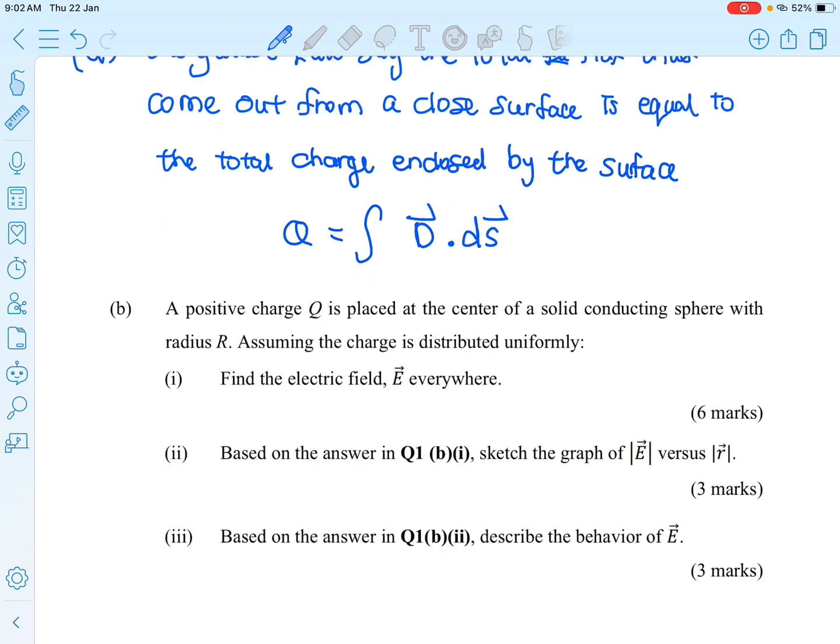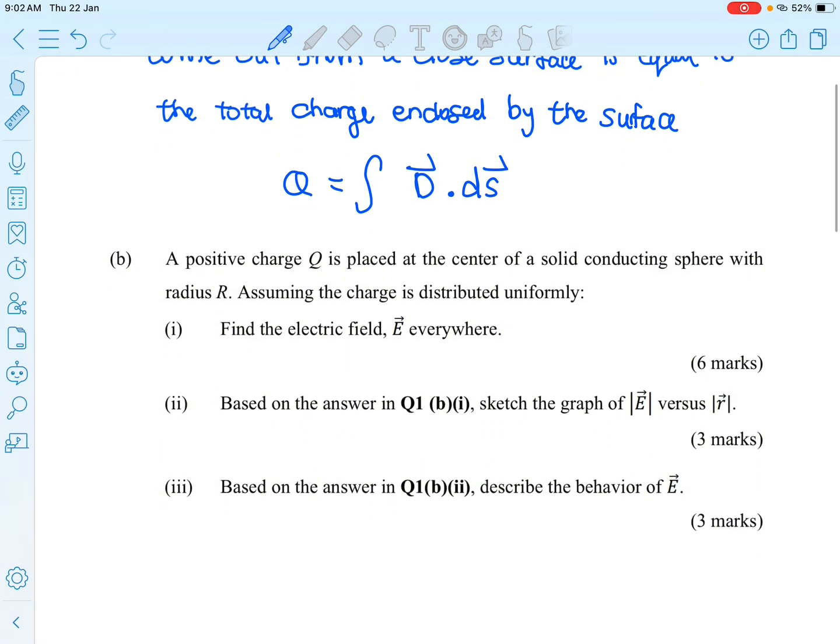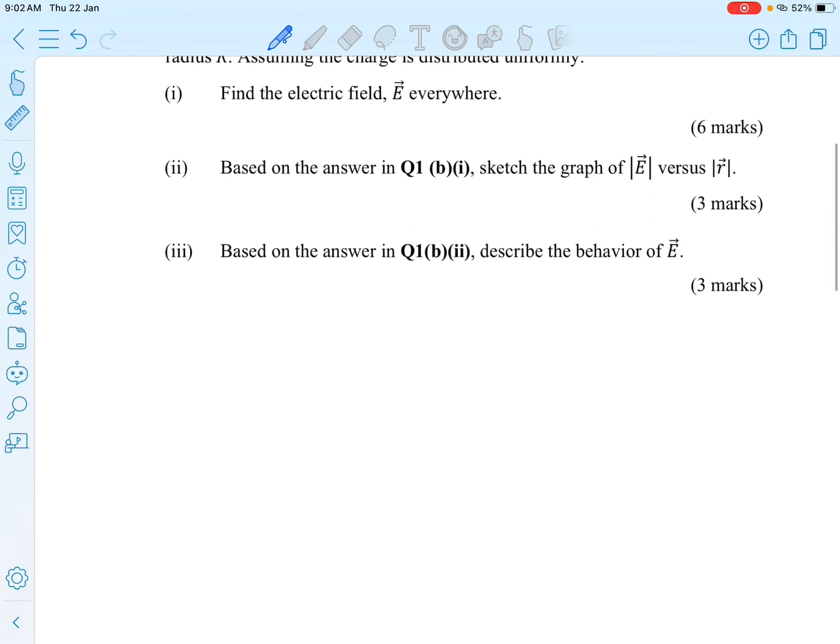For question B, we have a positive charge placed at the center of a solid conducting sphere with radius A, and assume the charge is distributed uniformly. We have to find the electric field everywhere. So let's draw this situation.